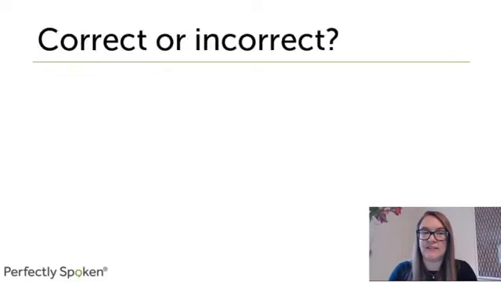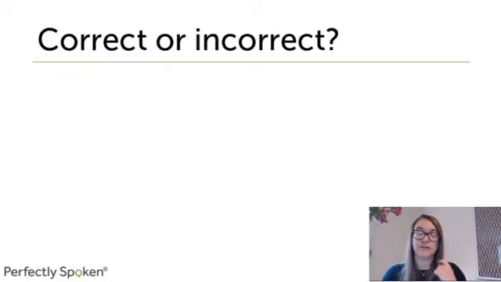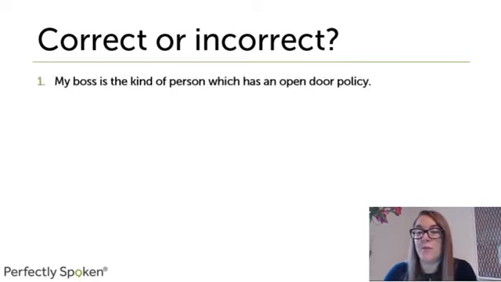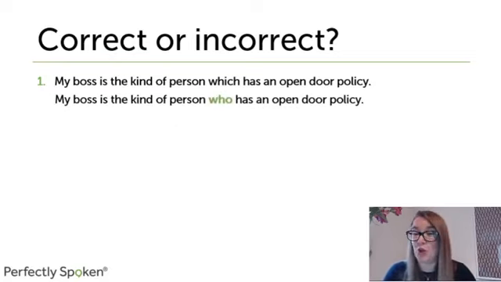Okay, our next exercise, we're going to have a look at some sentences, and all I'm asking you to do is to tell me whether they are correct or incorrect. Number 1. My boss is the kind of person which has an open door policy. What do you think? Is this correct or incorrect? And if it's incorrect, see if you can tell me why. Well, hopefully you're shouting out at your laptop, you're saying incorrect, and it is incorrect because it should be who. My boss, who? It's a person.